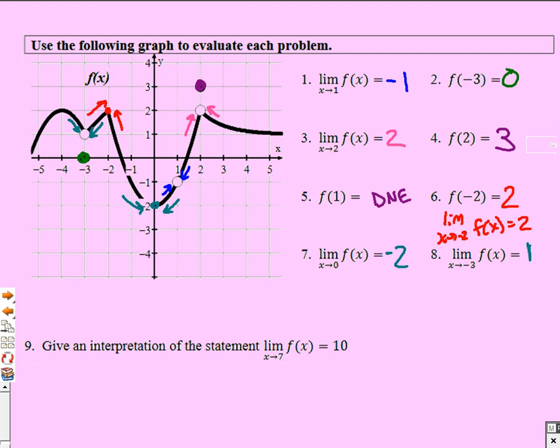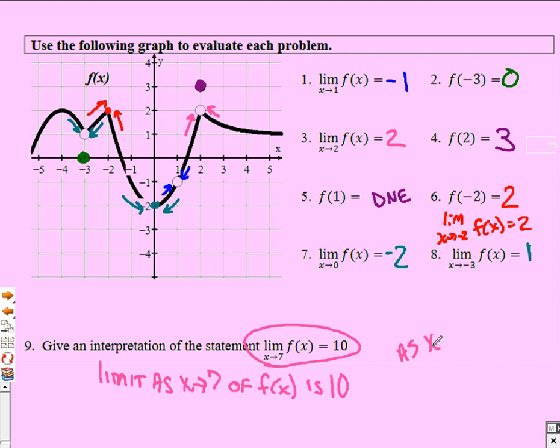And this final question is kind of working backwards. Give an interpretation of what this statement means. Well, we're just going to read it off first, and we're going to say the limit as x approaches 7 of the function f of x is 10. So limit as x approaches 7 of f of x equals 10. Now what does that mean?